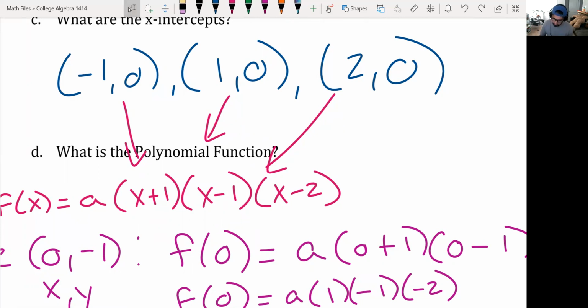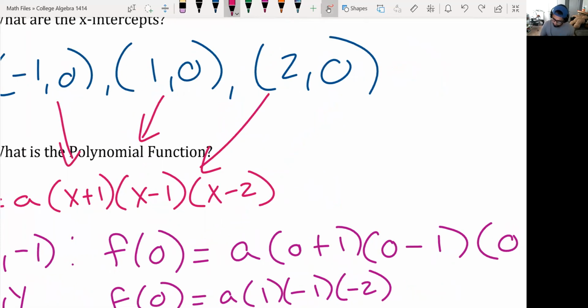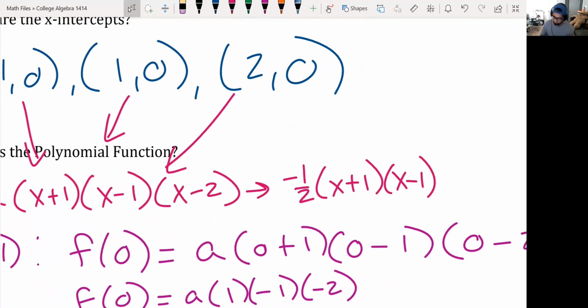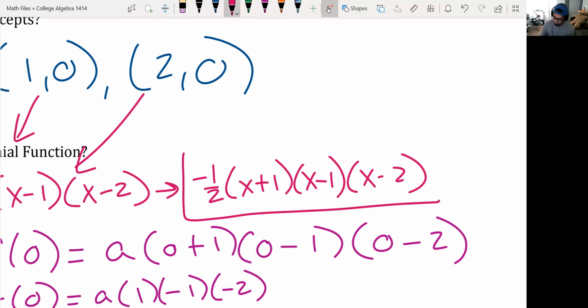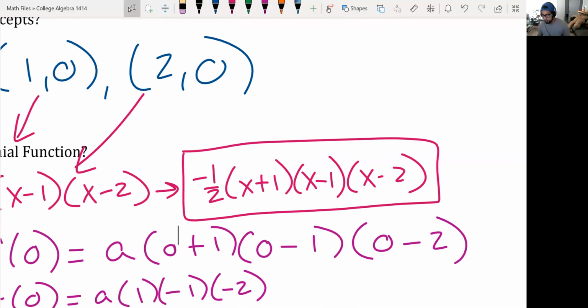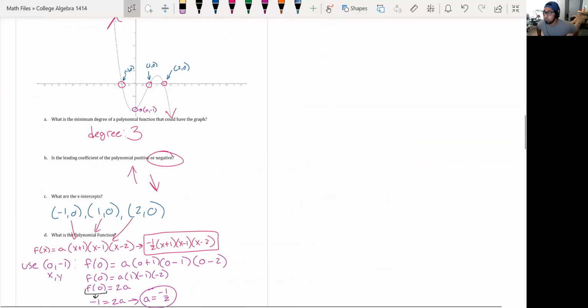So this means our final answer is -1/2 times x plus 1 times x minus 1 times x minus 2. And there it is. This function can represent that graph.